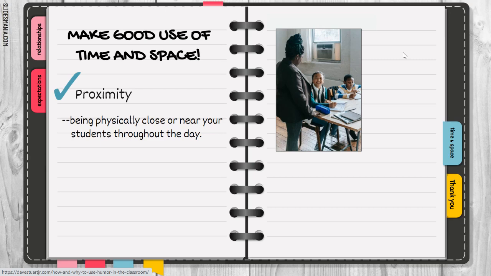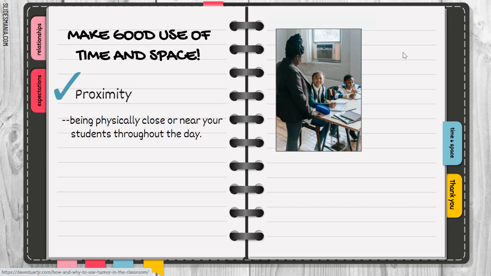This strategy, unfortunately, doesn't translate well to a virtual classroom. So use this when you're teaching in person. I've linked here in the photo an article from TeachHub with more benefits and how-tos with the use of proximity.